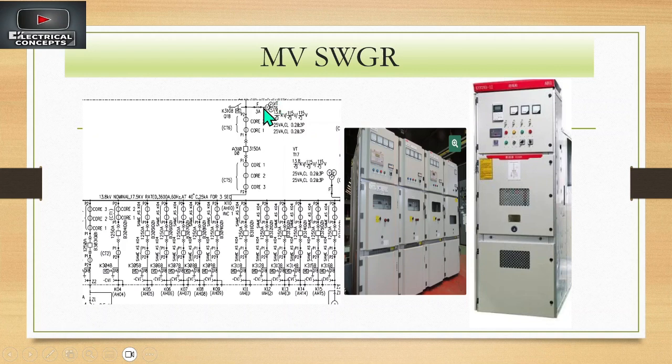You can notice here the VT is only for the incomer, not for the outgoing feeders. The purpose of the VT on the incomer is the synchronizing functionality which will be required. At the right side, this is a picture of the normal switchgear which we will be discussing in detail.